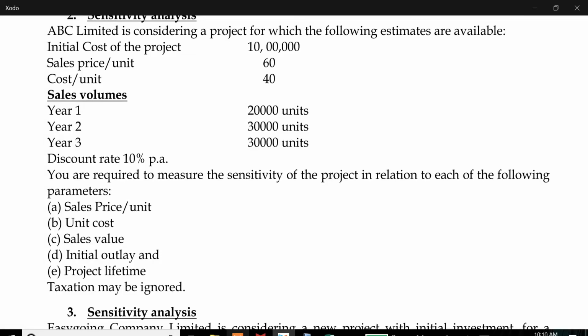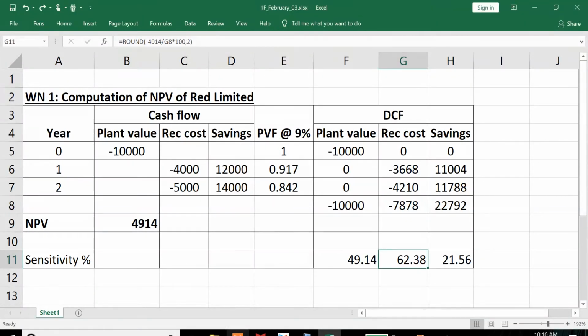Correct. So if there is a 25% drop, the first and second will absorb it, will be okay. The first and second factor, a 25% variation is okay with plant value, okay with recurring cost, but not okay with savings. Go through question 2.